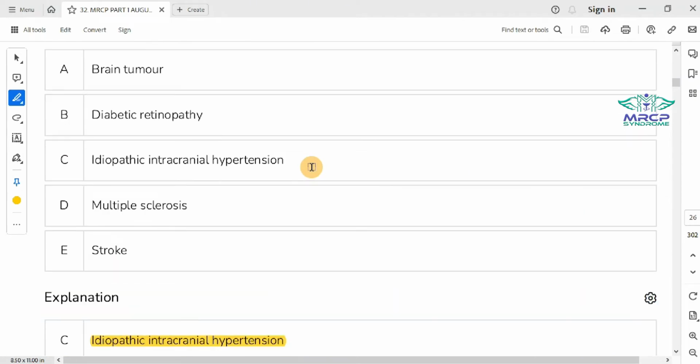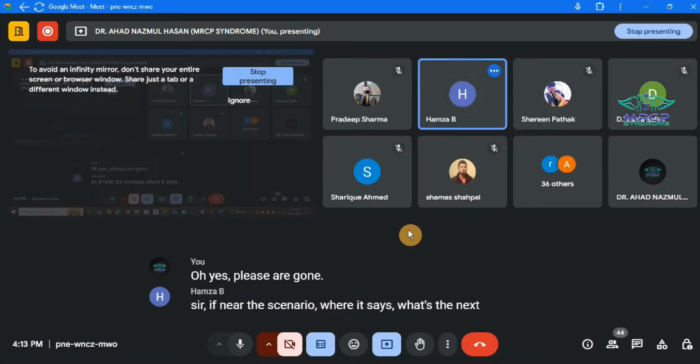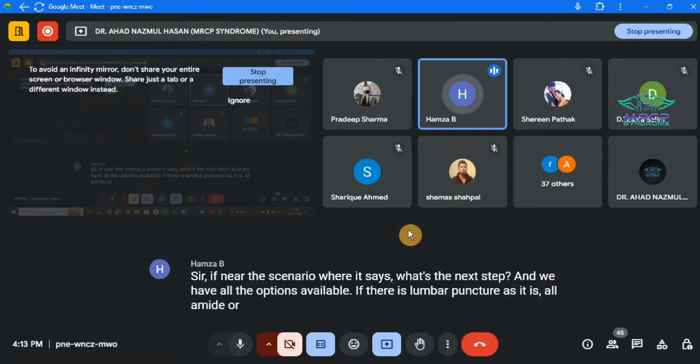Sir, I have a question. Yes, please go on. Sir, if there's a scenario where it asks what's the next step, and we have all the options available, like lumbar puncture, acetazolamide, or weight reduction, what should we go for?